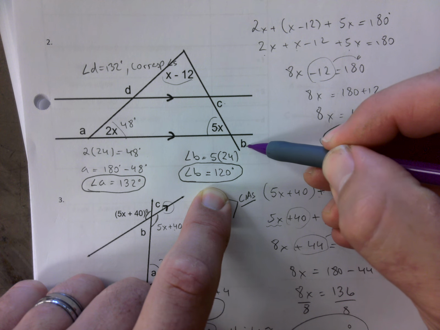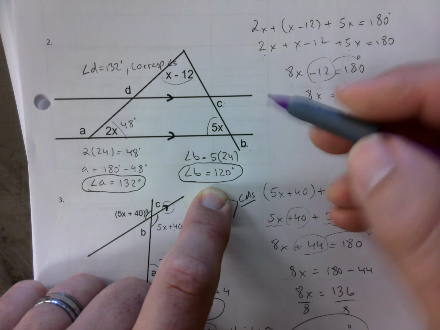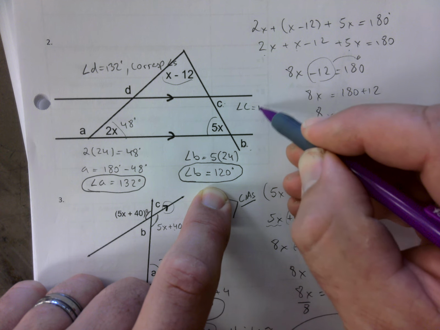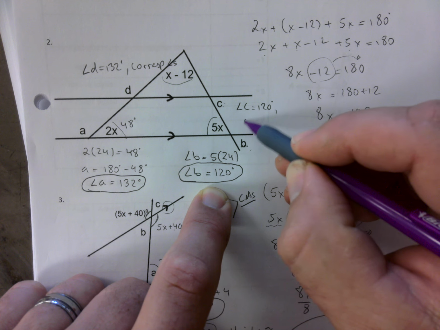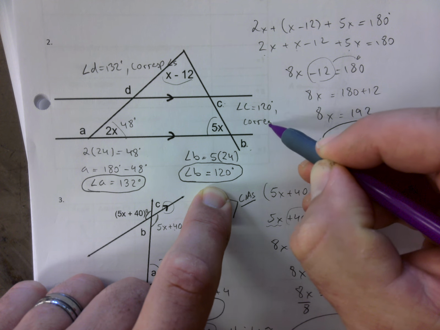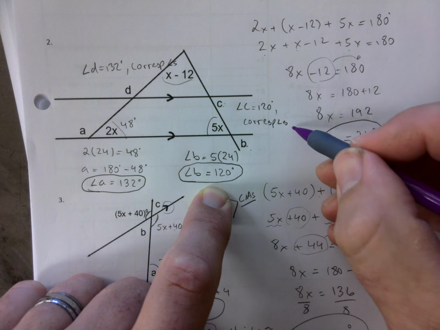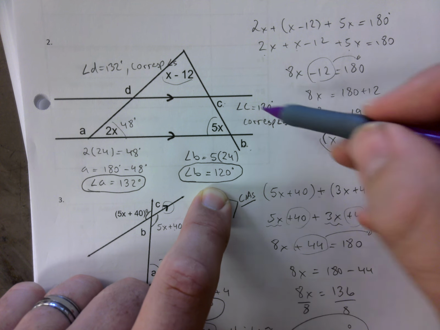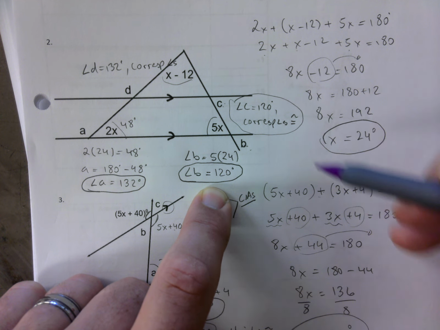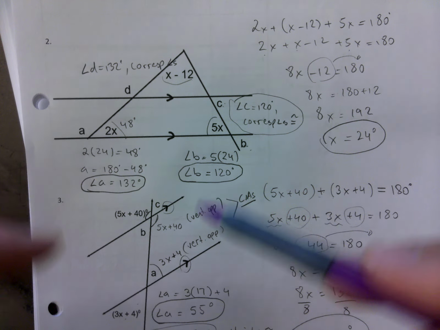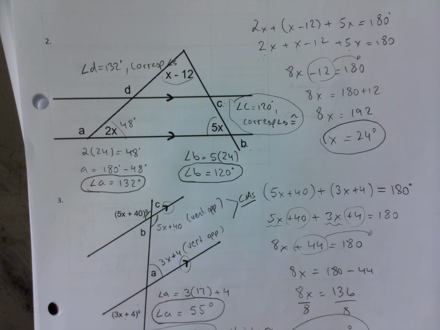C is the same as B. They're also corresponding. So angle C is 120. And that's because corresponding angles are congruent. Okay, so you found X, which allowed you to find everything else. So that's how you do one of the more complicated ones.